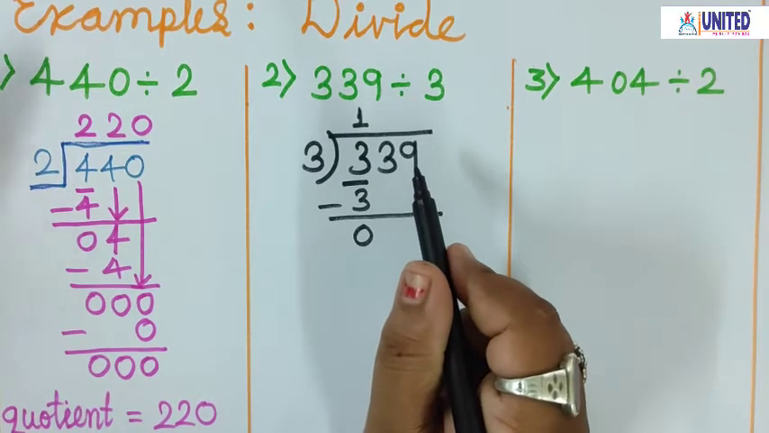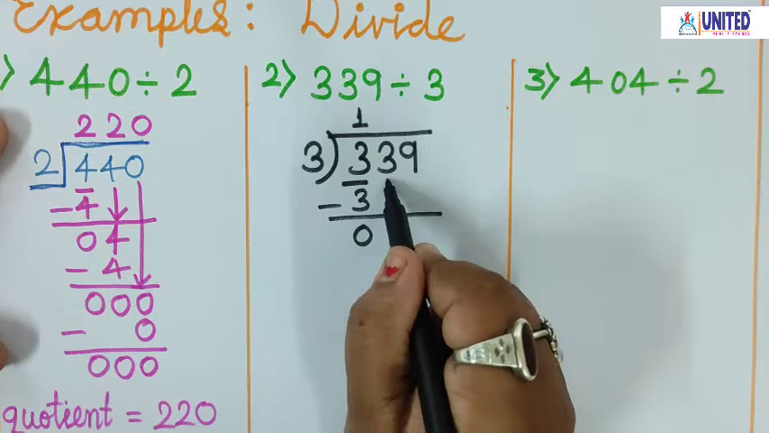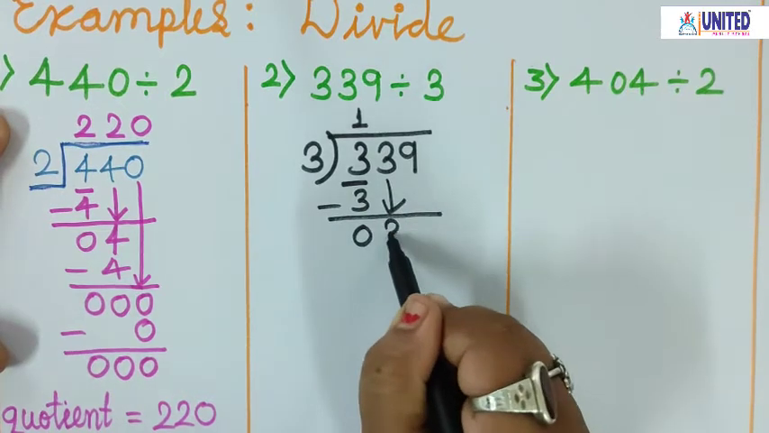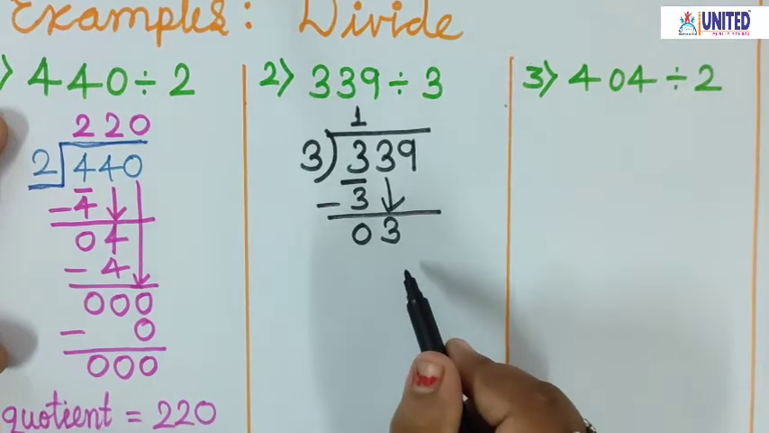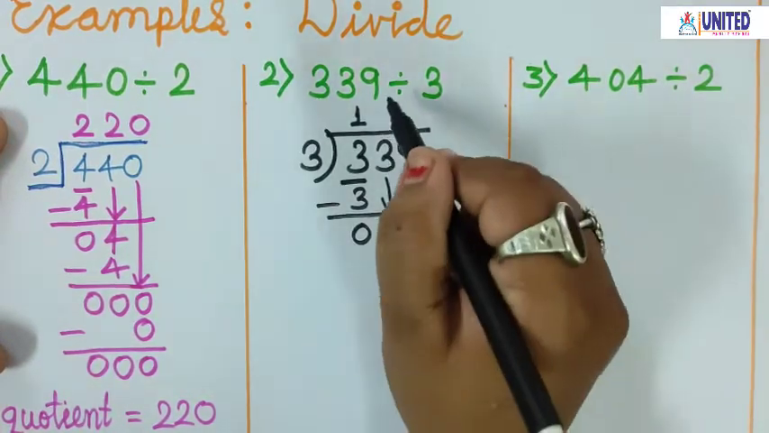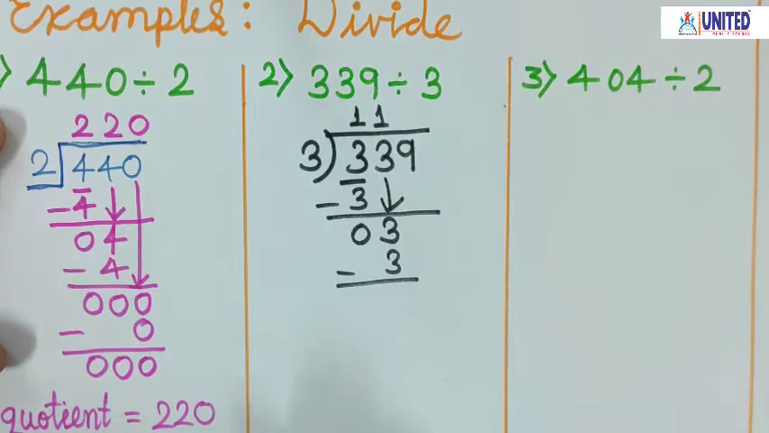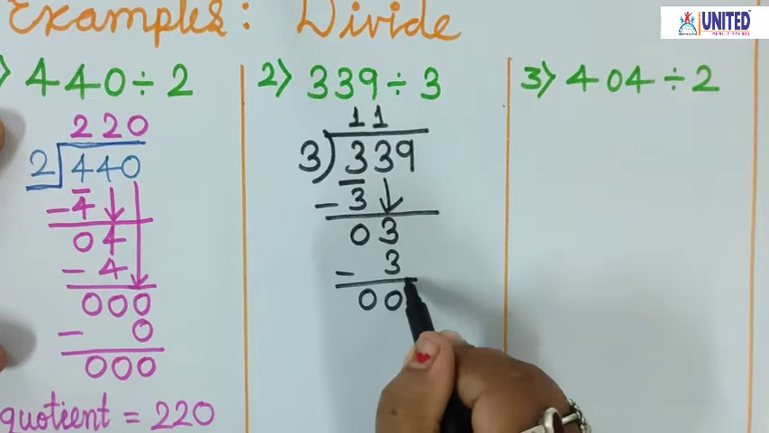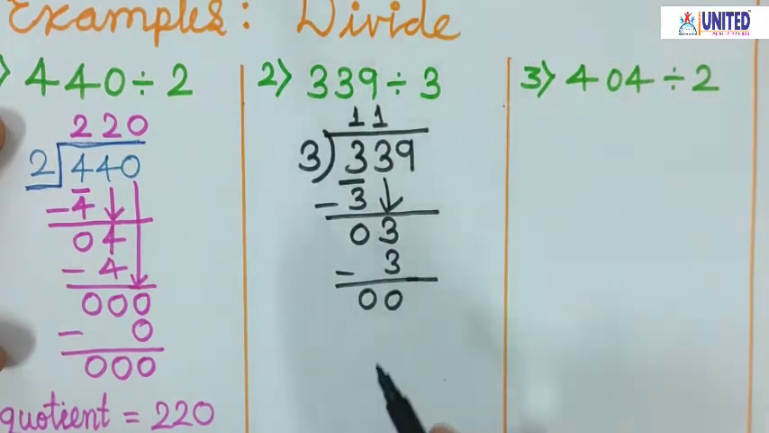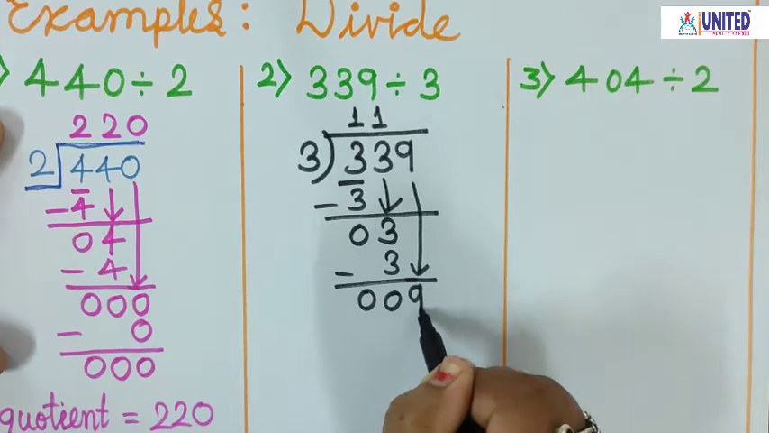But at a time we have to take down only one number. Right? So we take the 3 down. Now what is the number here? 3. Again 3 is equal to 3. So we can divide it. So again 3 ones are 3. Now 3 minus 3, 0. This 0 is as it is. Now which number is remaining? 9. So we take this 9 down.